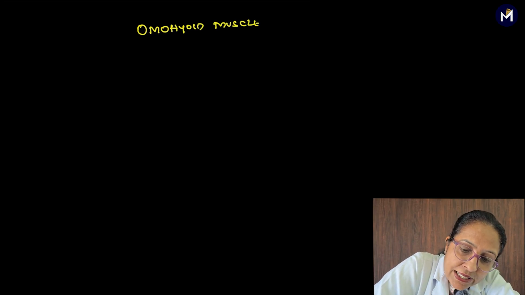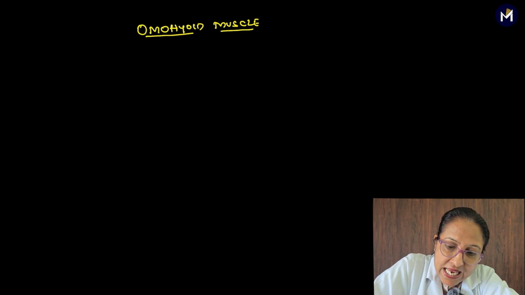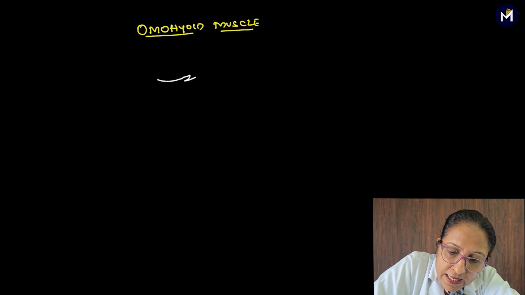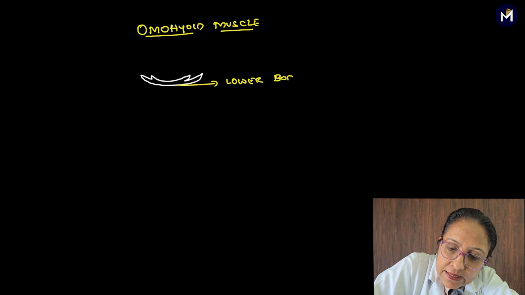Now we will quickly learn this muscle with the help of a diagram. So let's start with omohyoid muscle. To learn its attachments, first we have to start with the bones. So draw the hyoid bone and label this part as lower border of body of hyoid bone.